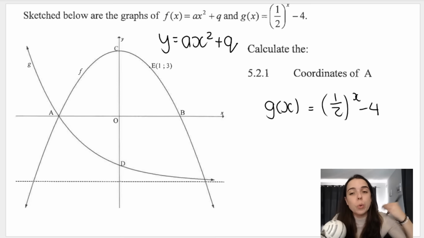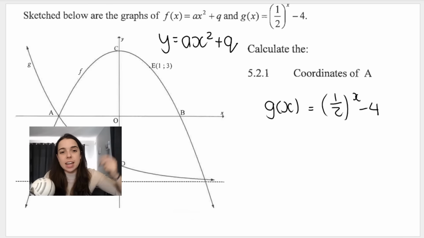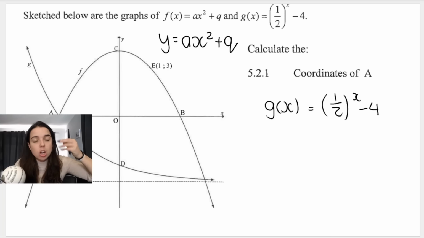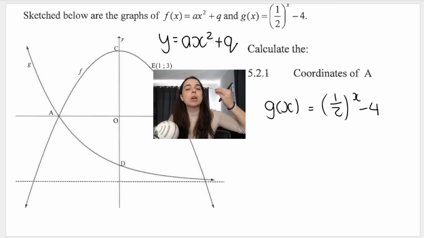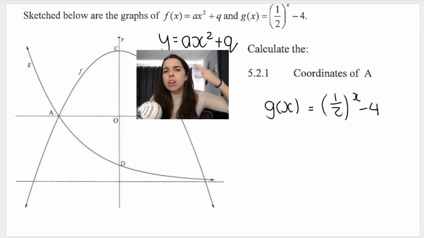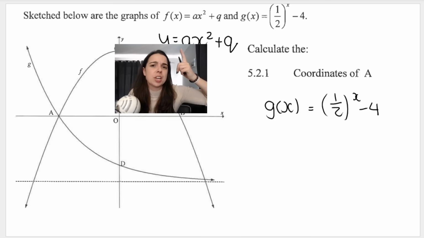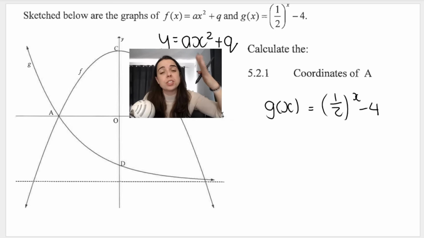So if you look at the two formulae that I have, I cannot find A, the x-intercept of the parabola, using this formula. How do we find the x-intercept? We make y equal to 0. But if I make y equal to 0, I can't solve for the x-intercepts yet because I don't know what A is, I don't know what Q is, so I can't use this equation.